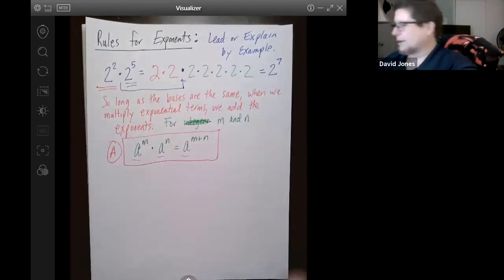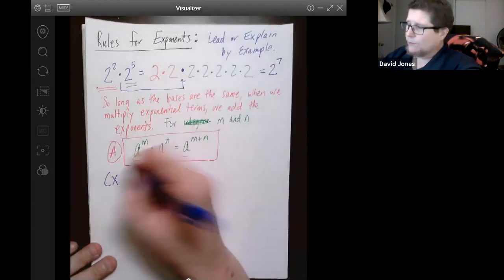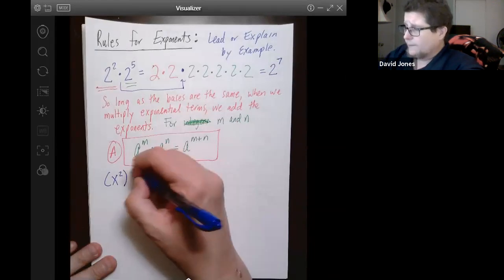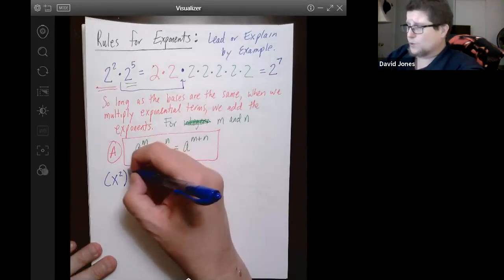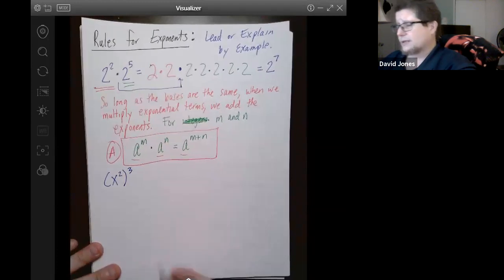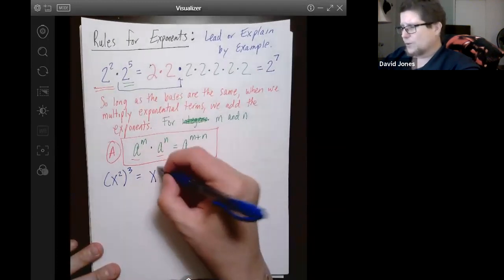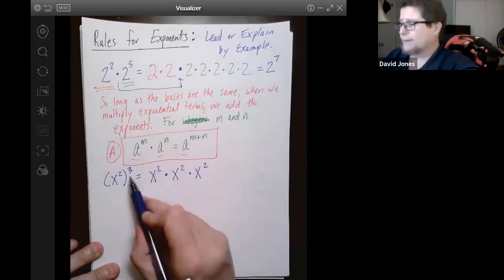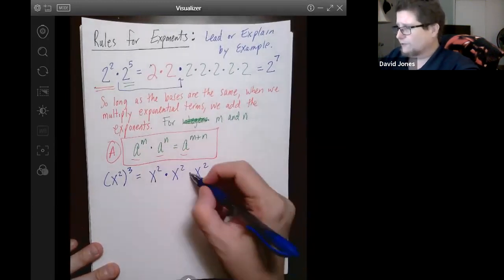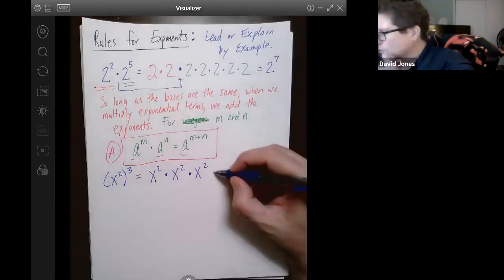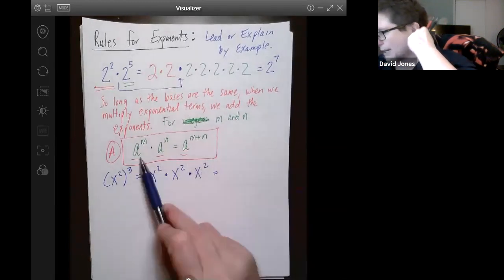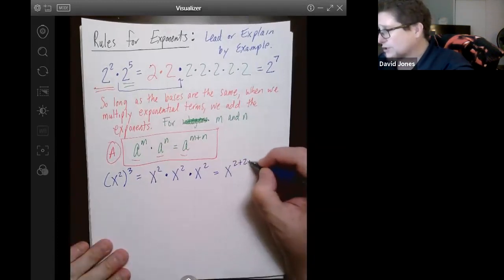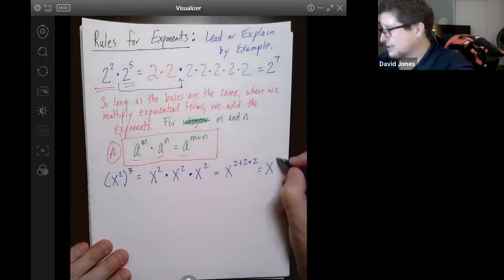I'll lead by example on the next one. We don't need to just do numbers. We can do variables. x squared cubed. This is x squared times x squared times x squared. That's what the cube means. We write it times itself 3 times. And if we use the rules from last time, this rule right here now applies. We've got x to the 2 plus 2 plus 2, which is x to the 6th power.